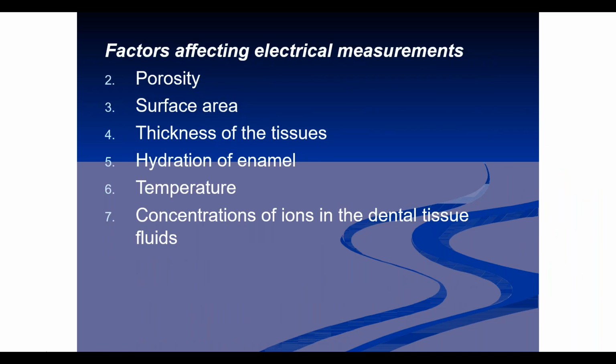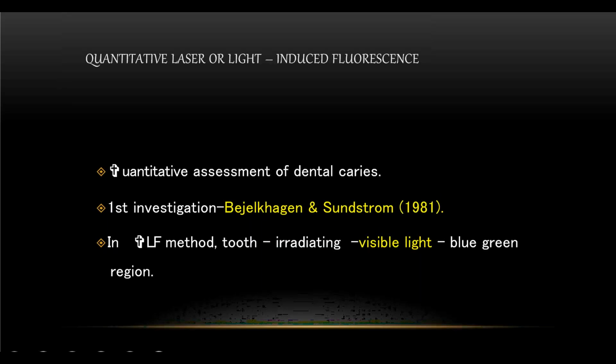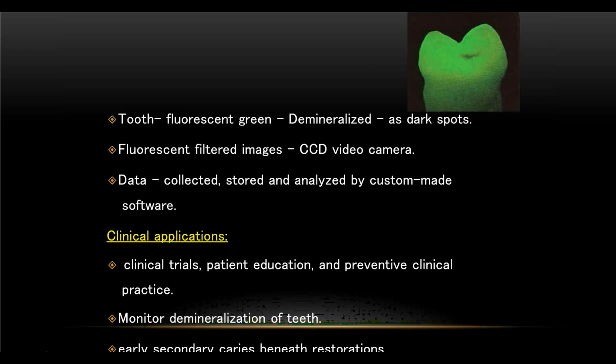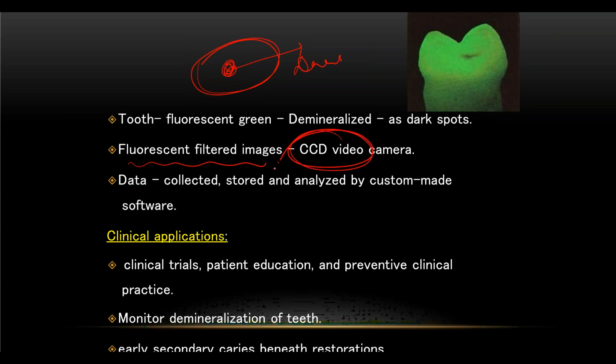Factors affecting electric measurement: porosities, surface area, thickness of the tissues, hydration of enamel, temperature, concentration of ions in the dentin tissue fluid. Now, quantitative laser fluorescence. This is a quantitative assessment. There is irradiation of the visible light spectrum, which is mostly your blue-green spectrum. Normal tooth structure will show fluorescence, whereas your carious part will be shown as your dark spot. Fluorescent filtered images are visualized on the CCDs, the charged coupled devices, and that is stored in the computer.